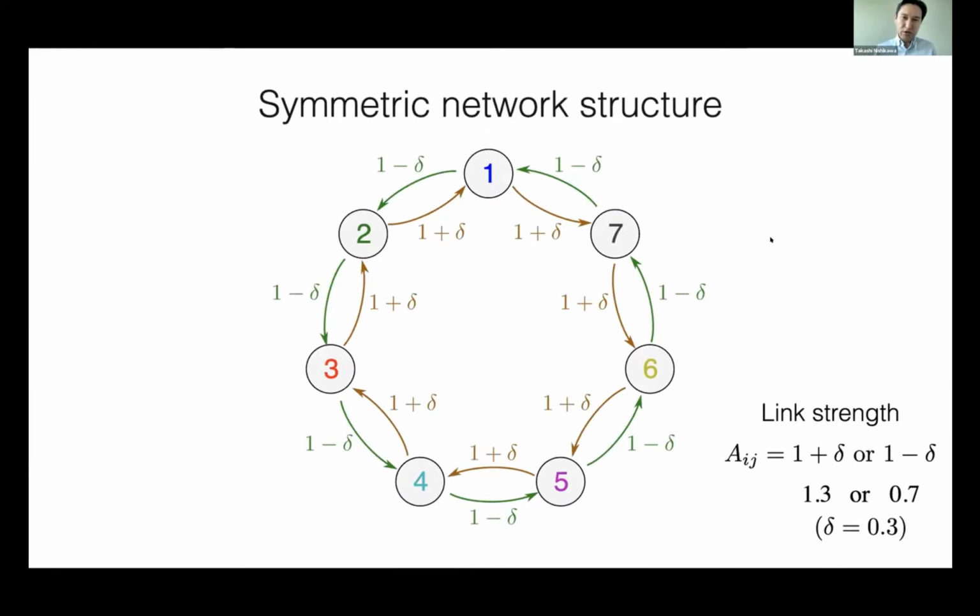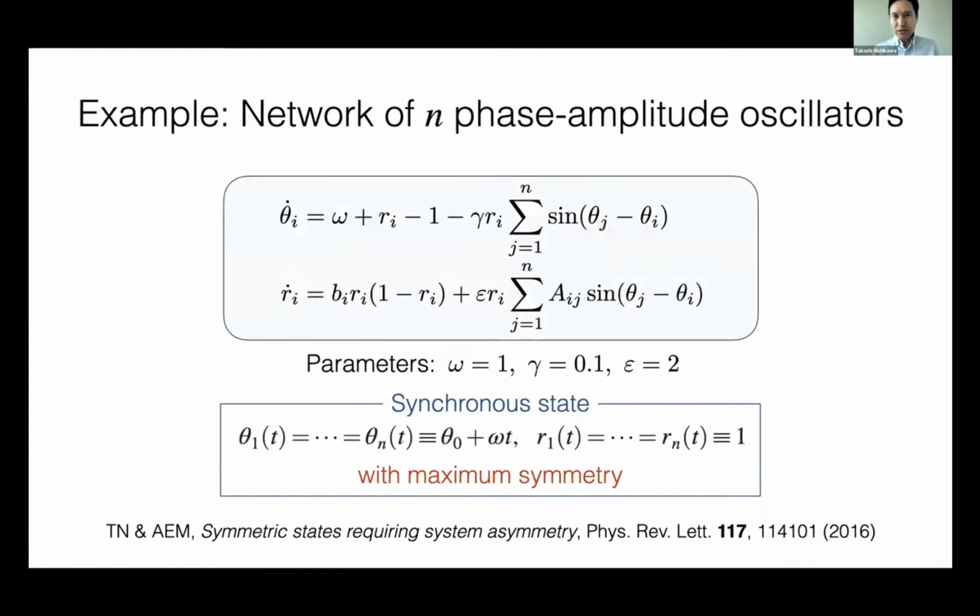Here's an example of a network: a ring of 7 nodes, with link strength in one direction of 1 plus delta, and ring coupling strength in the other direction of 1 minus delta. So this has a rotational symmetry. And it's a coupled system, with a phase-amplitude oscillator sitting on each node, each of them obeying this system of equations.